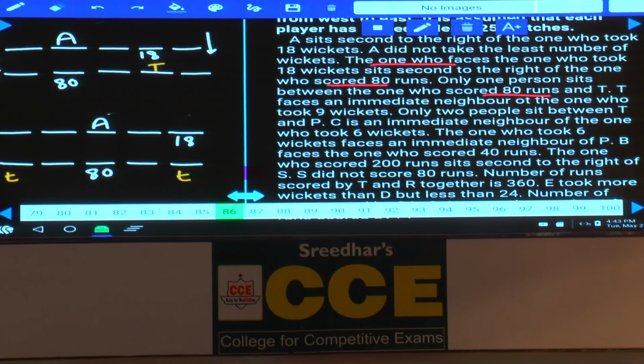T faces an immediate neighbor of the one who took 9 wickets. Now T is here, and this T is facing this person. Now this person is an immediate neighbor of 9 wickets.